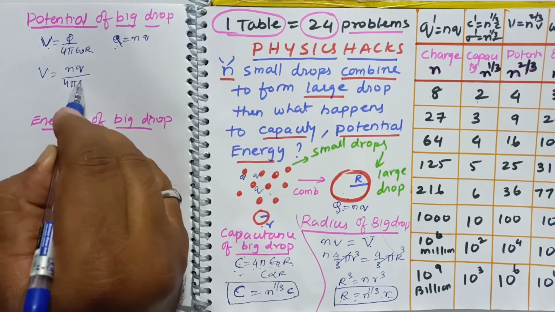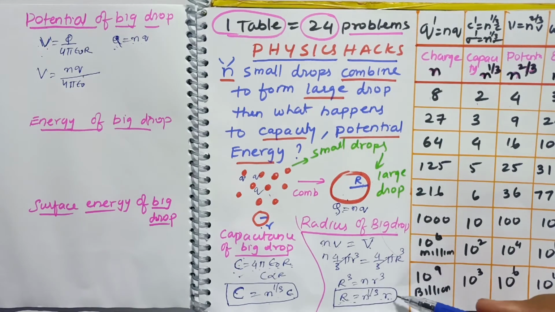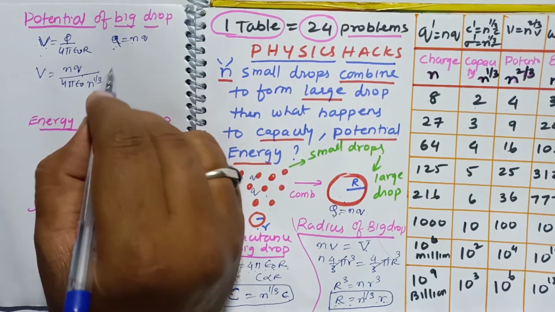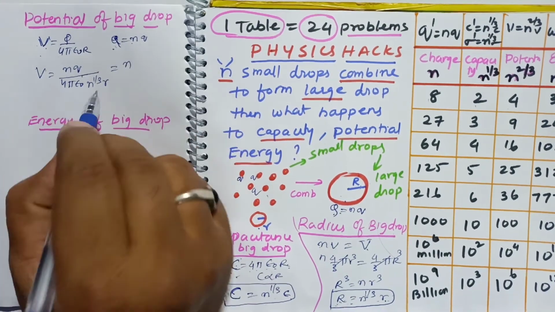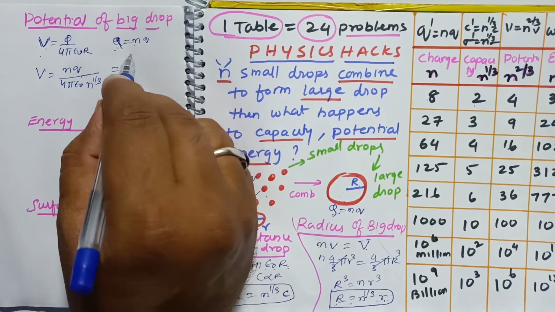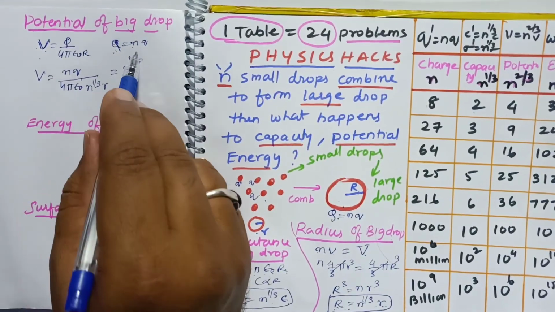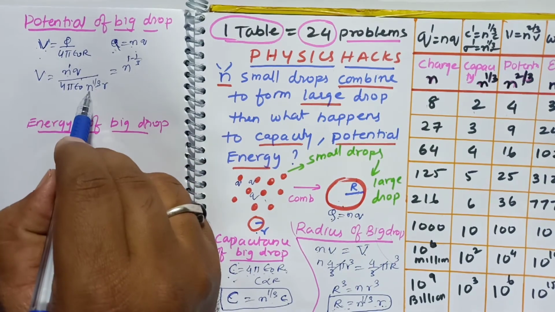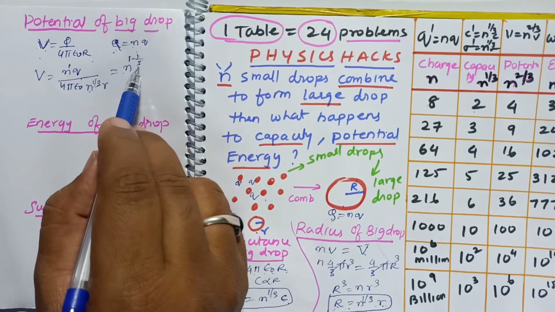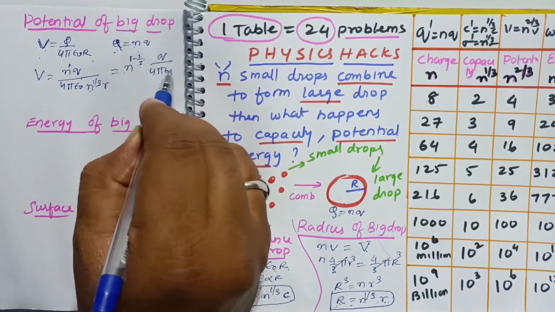So 4 pi epsilon naught into capital R, what are you going to write here? Capital R is nothing but n power 1 by 3 times small r, so you write n power 1 by 3 times small r here. Then this n power 1 by 3 comes to the numerator, and it becomes n power 1 minus 1 by 3. The remaining factors are going to be the same: Q by 4 pi epsilon naught into small r.